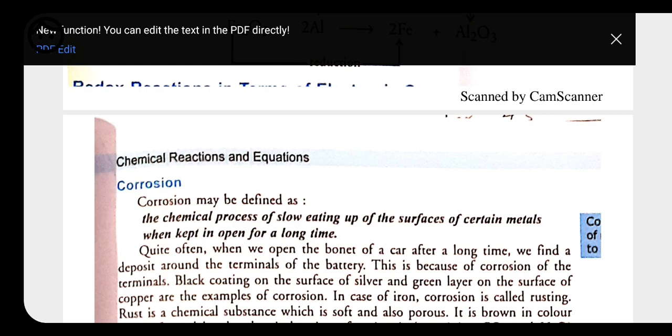Okay, any metal when it undergoes oxidation, it is called corrosion, except iron. Here we have given a special name to iron: the oxidation of iron is called rusting. Why have we given a special name for iron?